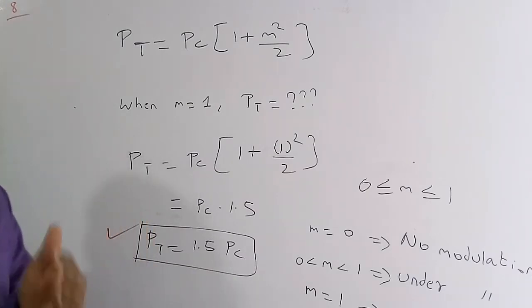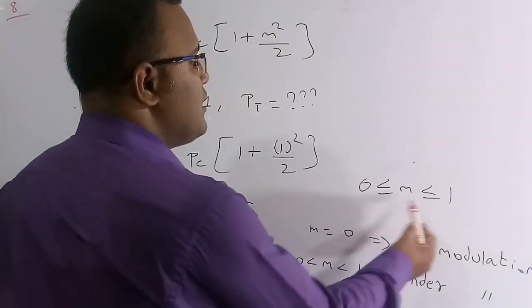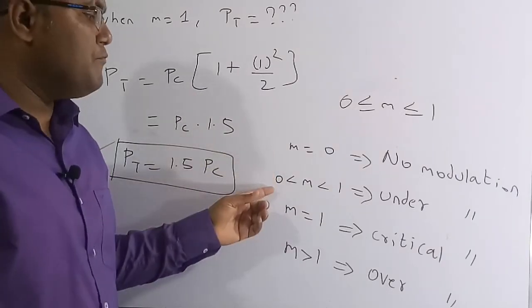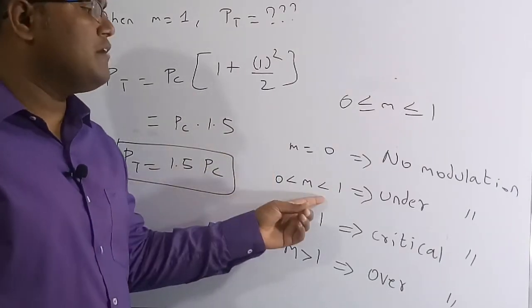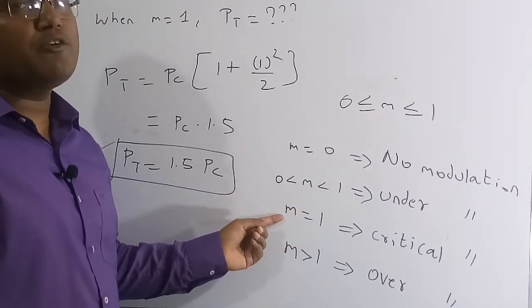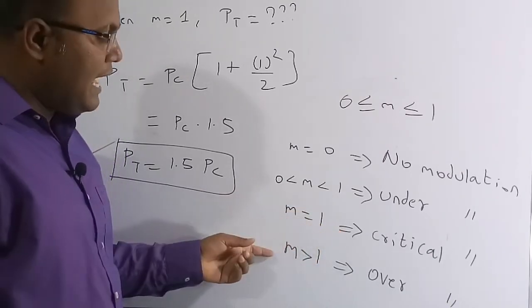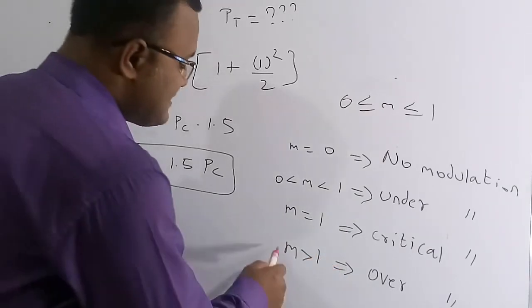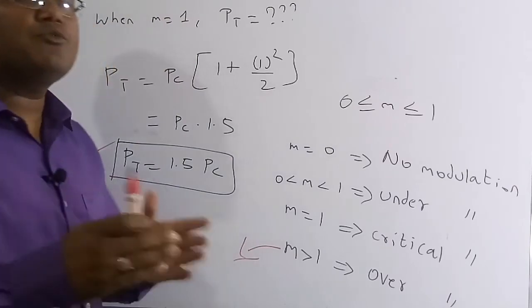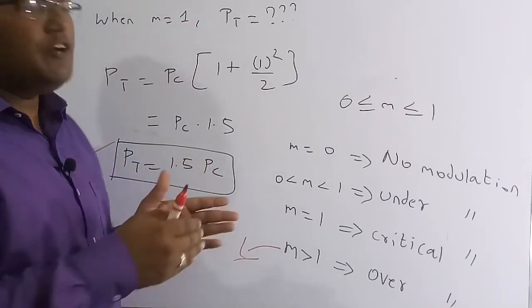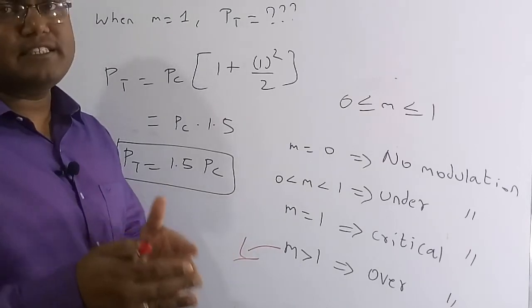So always m has to lie between 0 and 1. If m is equal to 0, we say it is no modulation. When m lies strictly between 0 and 1, we say it is under modulation. If m is equal to 1, we say it is critical modulation. And if m is greater than 1, it is over modulation. In this case we are not going to get the original signal by using the demodulation technique.